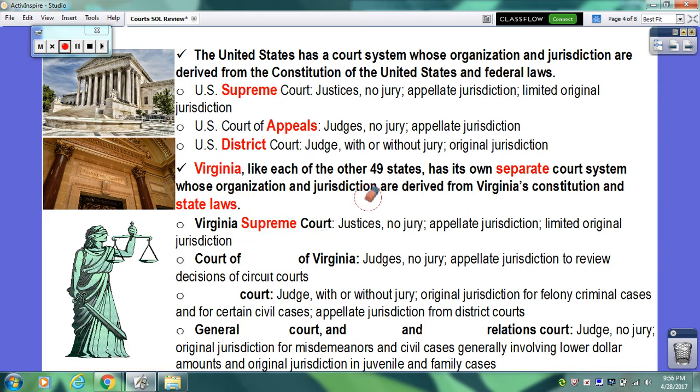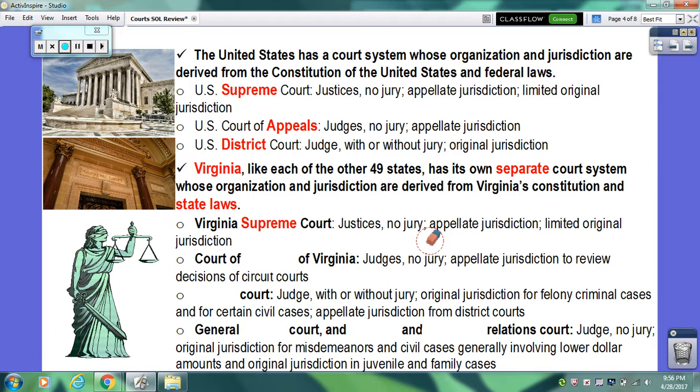So the highest level of court in Virginia, you probably remember this from working on our courts unit, is the Supreme Court. So just like the federal court, there's justices, there's no jury, there's appellate jurisdiction, and there's limited original jurisdiction. So think about it. Where would the limited original jurisdiction be for the Supreme Court? It would be to check the executive branch of the state government, which would be the governor, and also to check the legislative branch of the state government, which would be the General Assembly.